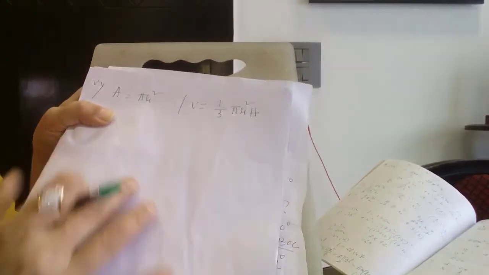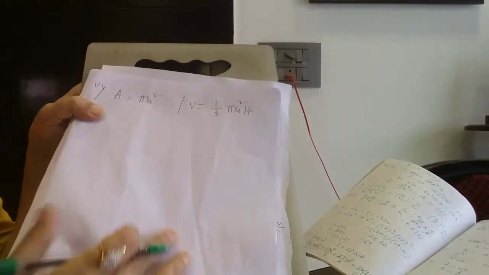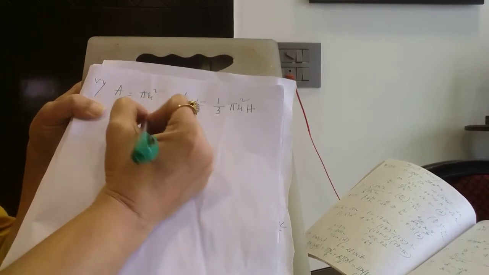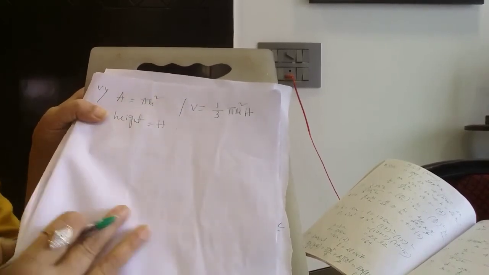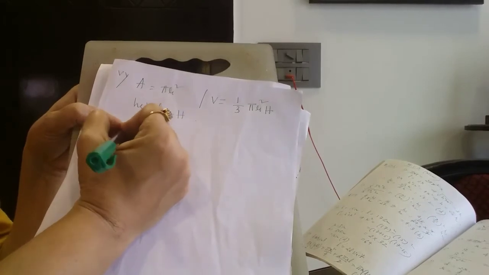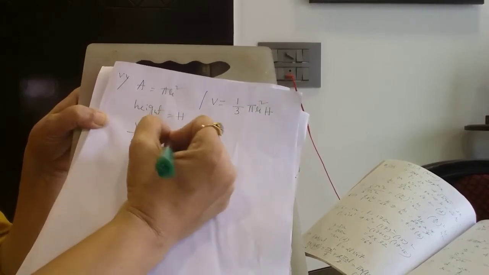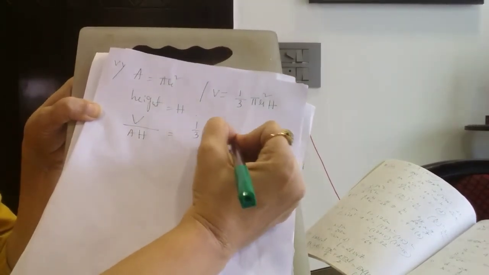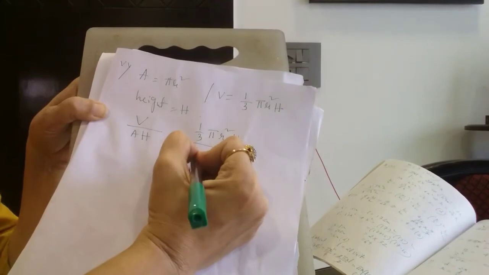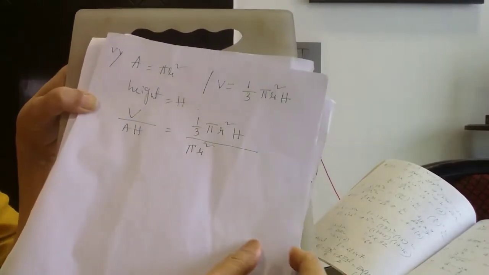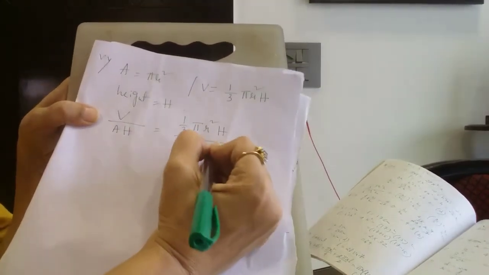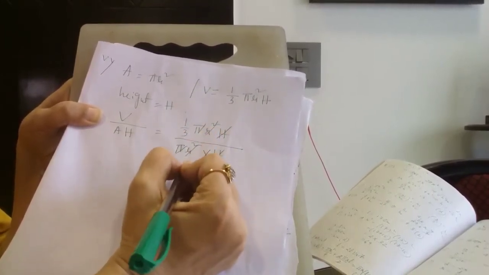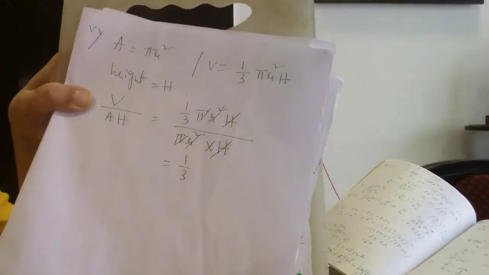Here H is given as capital H, that's why I am writing capital H here. Clear? What to calculate? You have to calculate V by AH. V is 1 by 3 pi r square capital H, and area means pi r square, the area of base, into H. Now cancel H, cancel r square, cancel pi. It is coming 1 by 3.